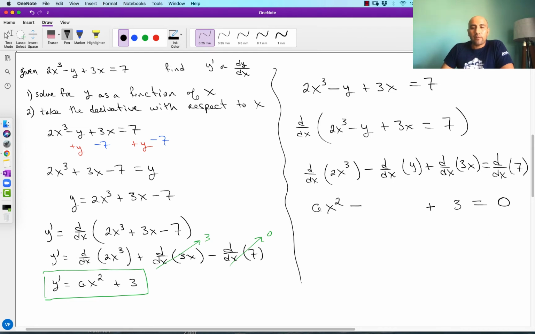Now what about this one? What is this? Well, this is dy/dx. This is in fact exactly what we're looking for. Remember that the notation for derivatives can vary. Coming back up here, we can say y prime, or we can say dy/dx, or we could say d/dx of y. They all mean the same thing. So that's what this is.